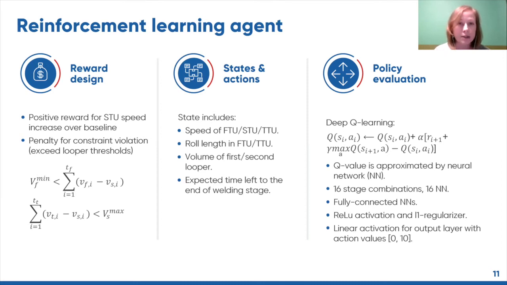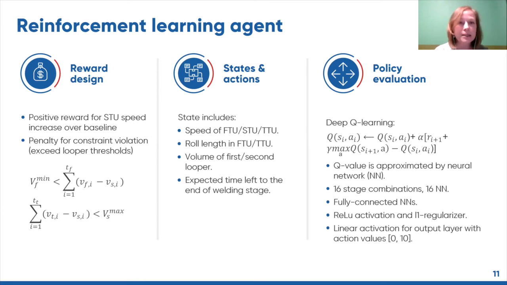The negative reward arises from violation of the constraints. As was already mentioned, by constraint, we consider the limit in the volume of the first or second looper. As soon as the agent approaches this limit, it's accounted for the negative reward. Meanwhile, crossing the limit results in the agent's death and a consecutive significant negative reward value.